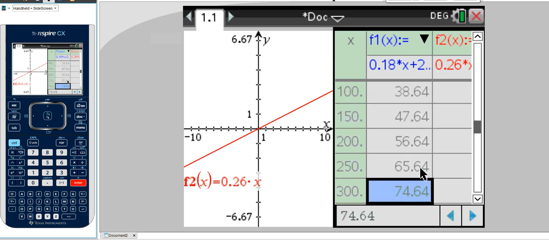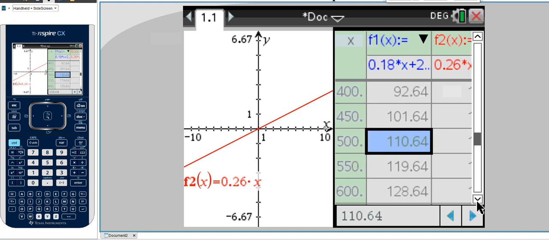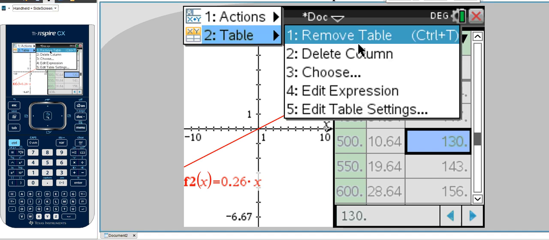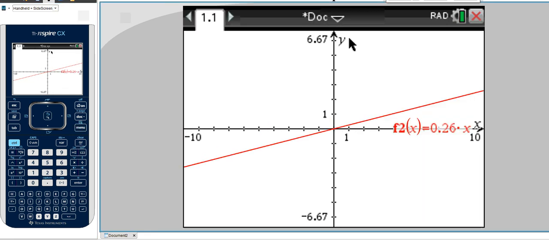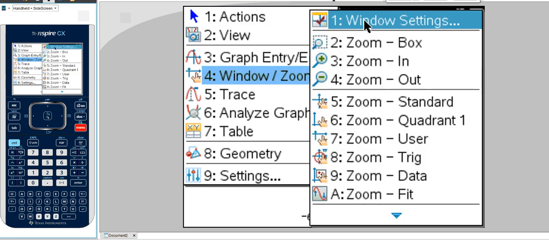So I know I'm going to 500, and at 500, my Y for the first equation is 110.64, and my second equation is 130. So this is going to help me determine what to set my window for. So I need to get rid of that. I'm going to write down 130 to help me remember. I'm going to go back and get rid of that table because we don't need to see it. So remove table. And then we're going to go to menu, window zoom, window settings.